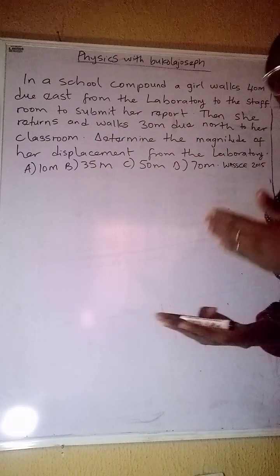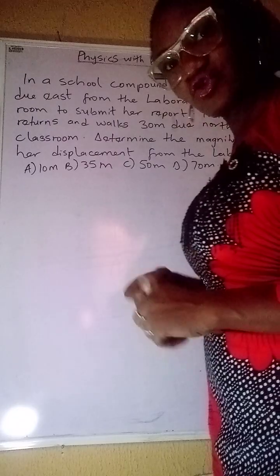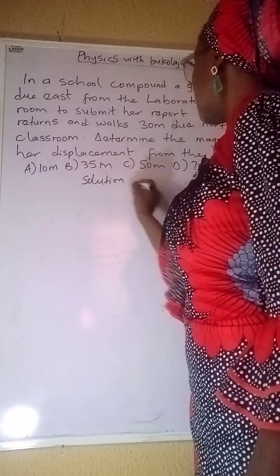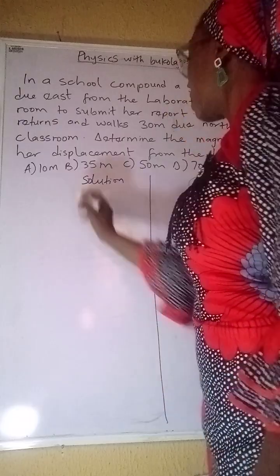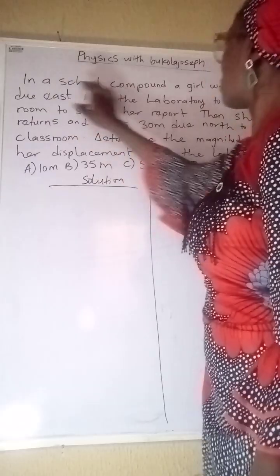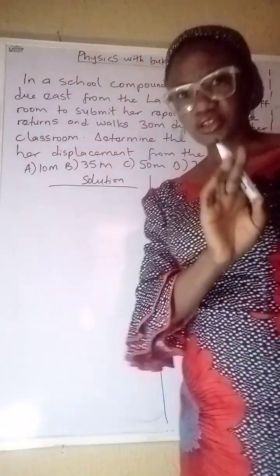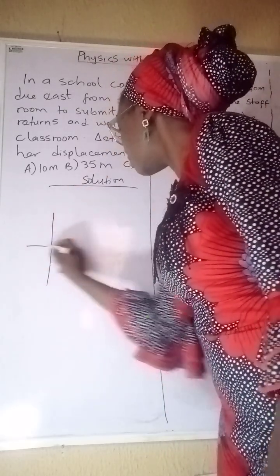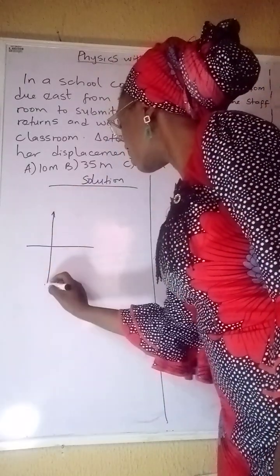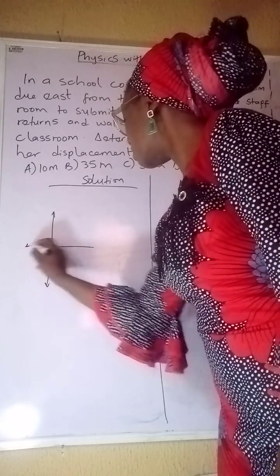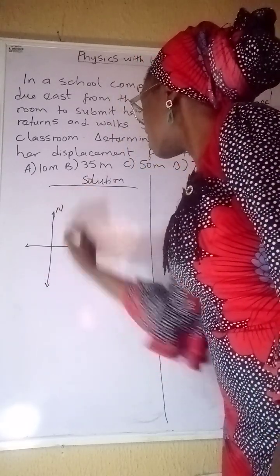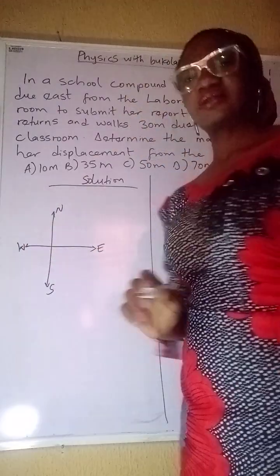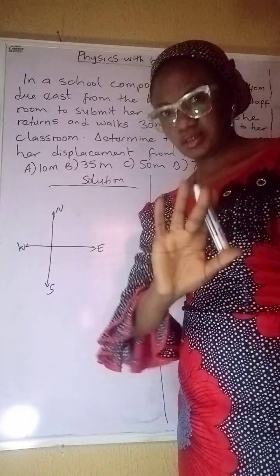So to solve this problem, we need to draw. Solution. So we sketch in a school compound. Before you start sketching, do this. Draw these cardinal points. I know you are familiar with this, right? North, south, east, and then we have the west. It's easier.